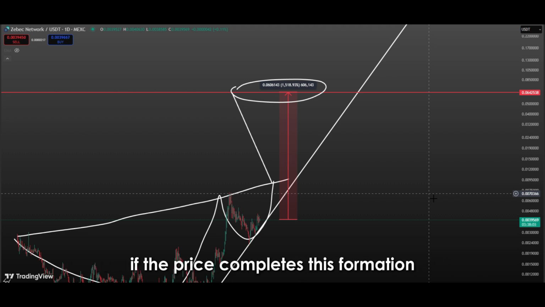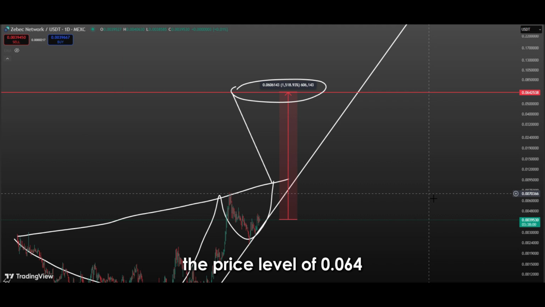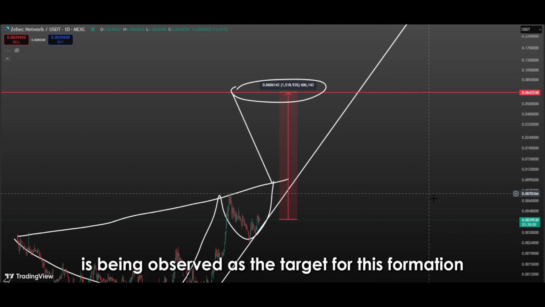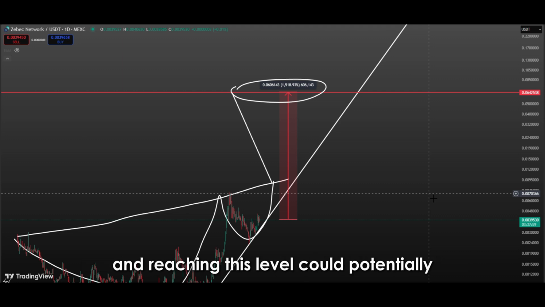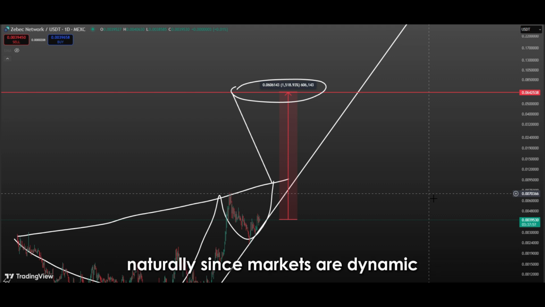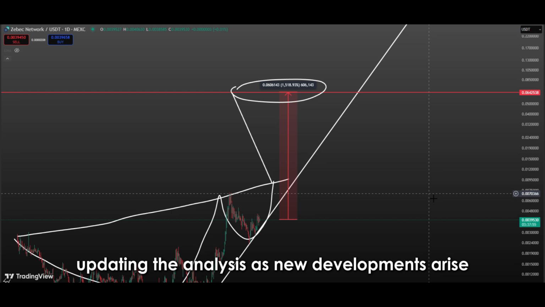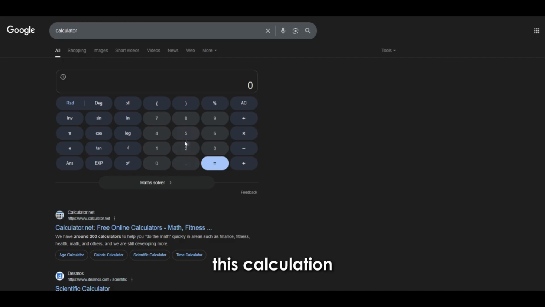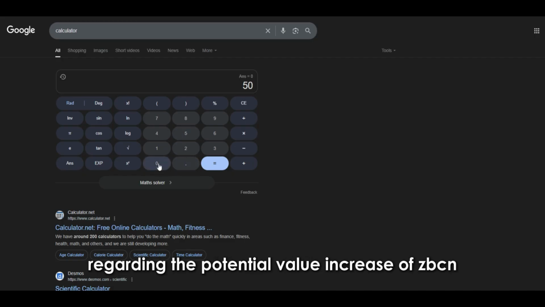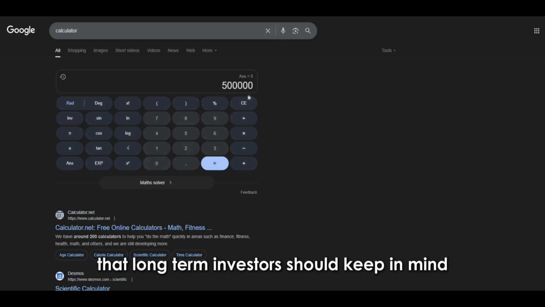If the price completes this formation in a healthy manner, a significant upward move is technically expected. The price level of 0.064 is being observed as the target for this formation, and reaching this level could potentially yield a highly satisfying return for investors. Naturally, since markets are dynamic, it's crucial to continuously monitor the formation and breakout, updating the analysis as new developments arise. This calculation regarding the potential value increase of Zbcn represents a significant scenario that long-term investors should keep in mind.